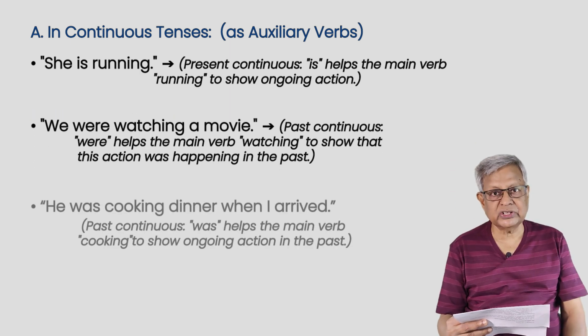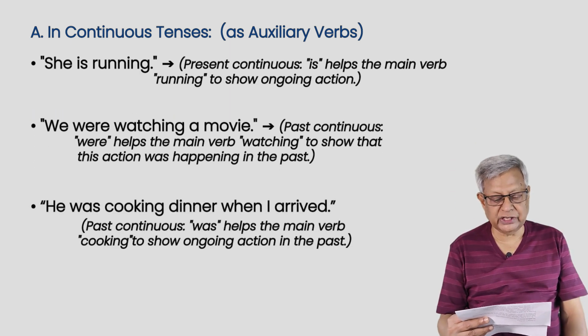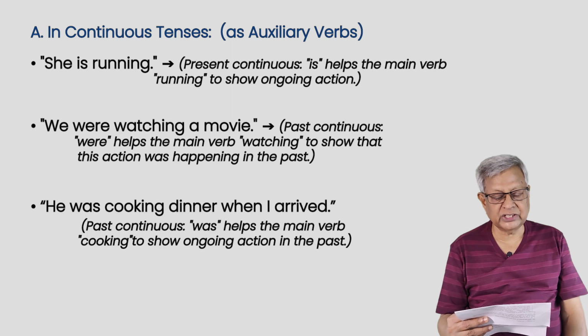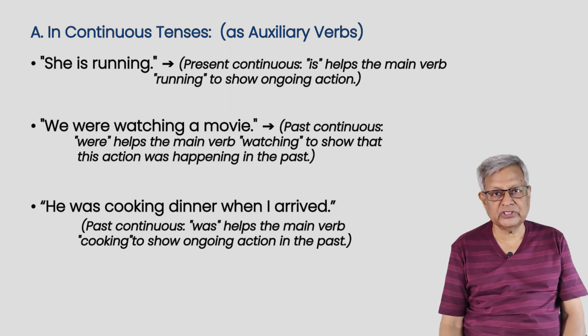And the last example is, he was cooking dinner when I arrived. He was cooking dinner. Cooking is an action in a continuous form. It's supported by was. Was is a be verb, a supporting verb, an auxiliary verb. He was cooking dinner when I arrived. So after a small break, we will see how it's used in passive voice.